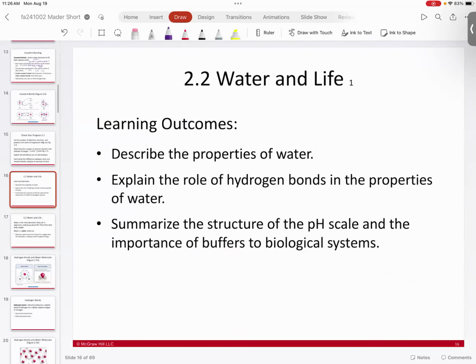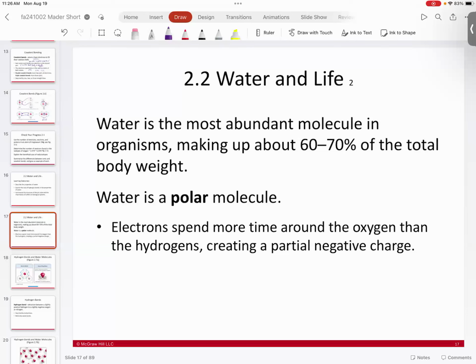So now let's take a look at water and life. When we take a look at water, we're going to be focusing on water as the most abundant molecule, the most important thing that we have. We are essentially mostly made out of water, between 2/3 and 3/4 water. The important thing about water is that it's a polar molecule.